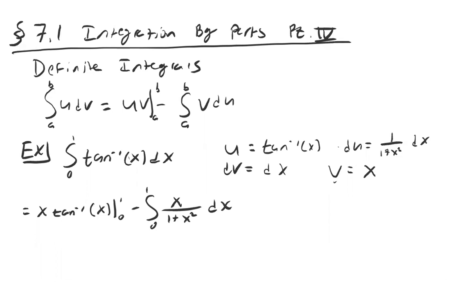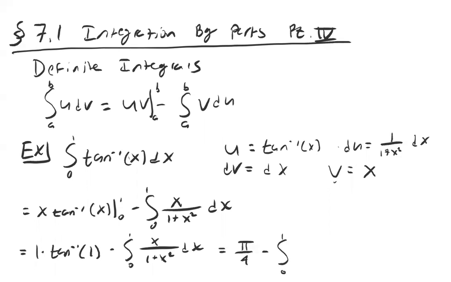So this I can evaluate. We'll talk about that in a second. Well, yeah, let's go ahead and do it. So when you plug in 0, you're going to get 0 for this first term. So I'm going to get 1 times tan inverse of 1 minus the integral from 0 to 1 of x over 1 plus x squared dx. And arctan of 1 is pi over 4. So 1 times pi over 4 is pi over 4 minus the integral from 0 to 1 of x over 1 plus x squared dx. And now we need to do this second integral.